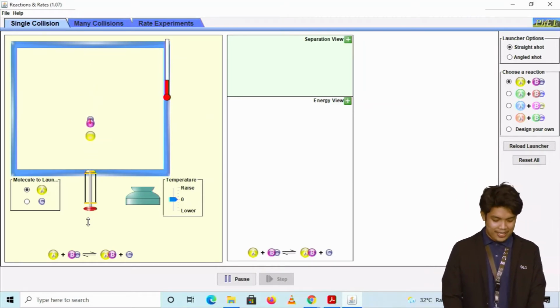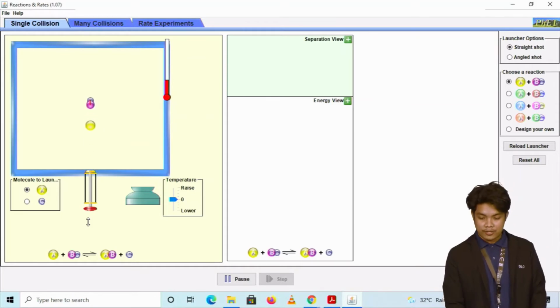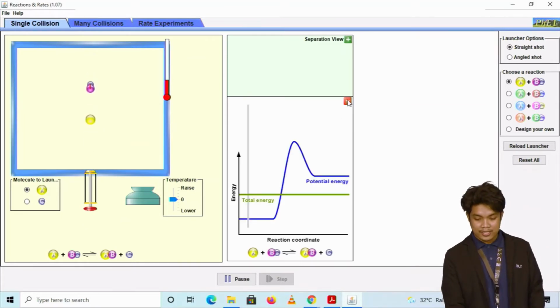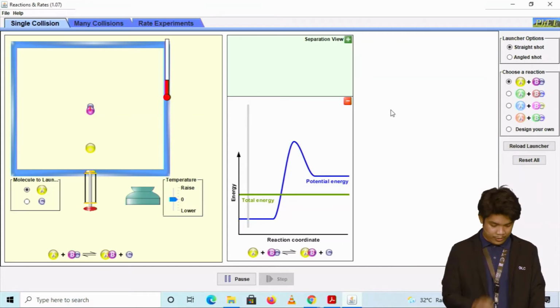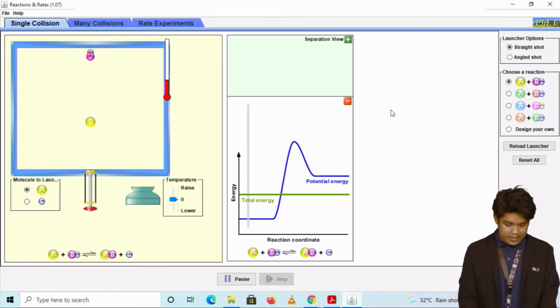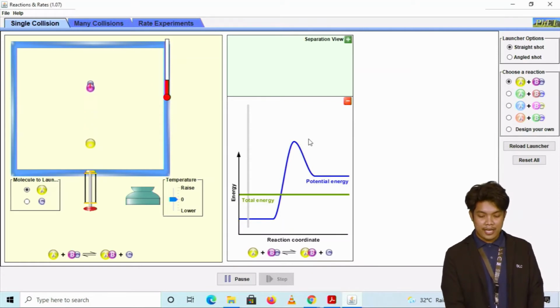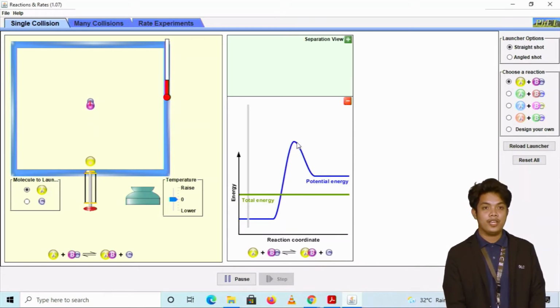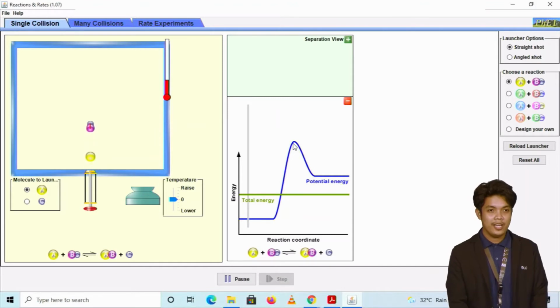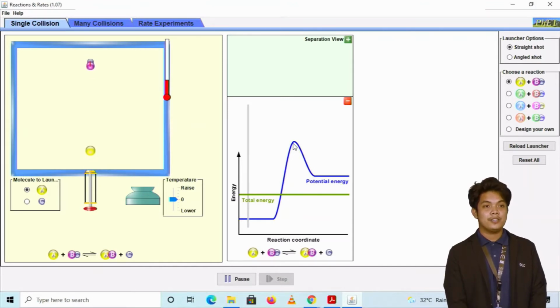As you can see in the lower right diagram of the simulation, which I'm showing right now, activation energy must be reached. The activation energy is this one, at the peak. It must be reached for the collision to happen.